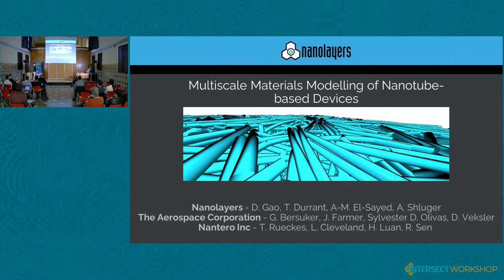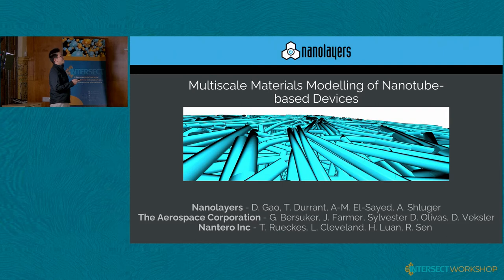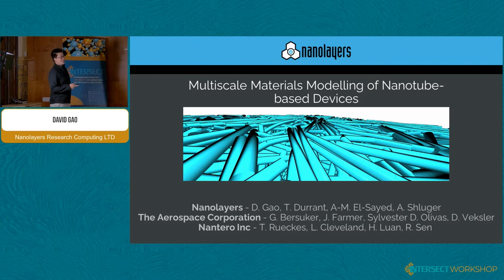So this project is really a new one for us. We've been working on it for about a year, and it represents a new collaboration between some old friends and new friends. So on the Nanolayers side, we are working closely with Alex Schluger at UCL, who we have a long-standing relationship with. And actually, all of us at Nanolayers have worked at UCL at some point. We do the electronic structure and mesoscopic modeling for this project. The Aerospace Corporation's team is led by our old friend Gennady Bazuker. And he is working on the device modeling aspect of this work. And finally, we have Nantero, who are our new friends from this year. And they fund this research project as an industrial research collaboration.